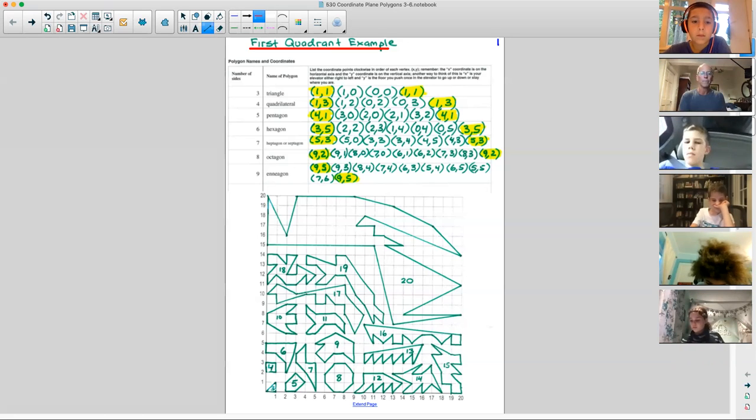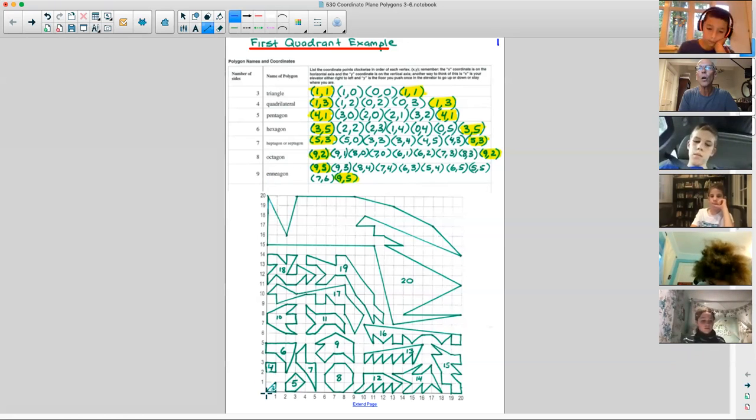Okay, go, Rafa. First quadrant is the top right quadrant in a coordinate plane, and both x and y are positive. Yes.